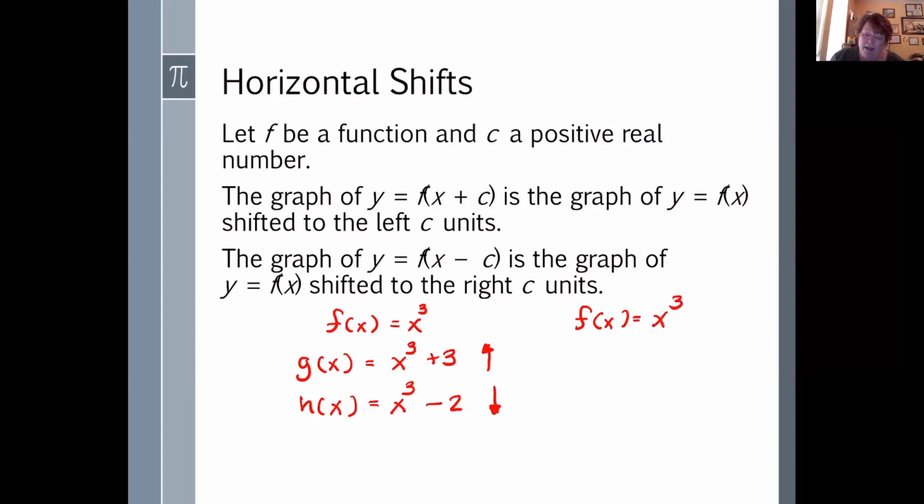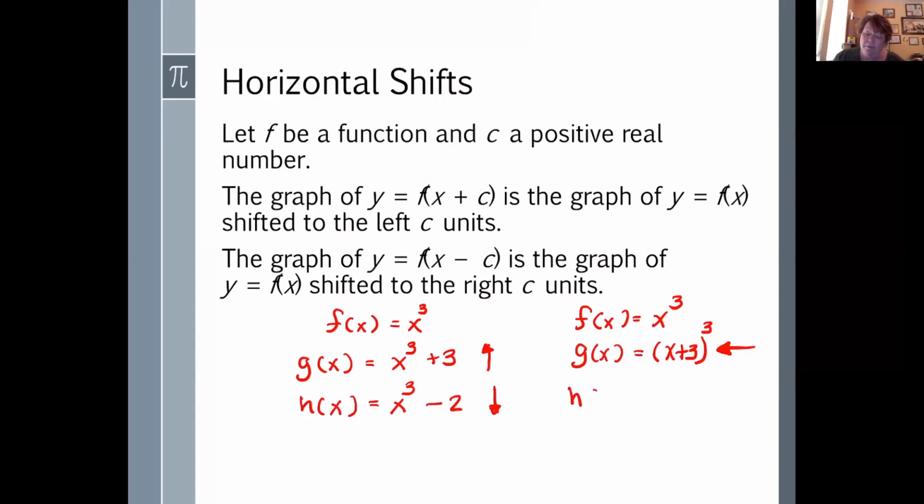Now what happens if I do this? Let's make g of x equal (x + 3) cubed. You see the difference now? We're adding 3 to the x and then we're cubing that result. If I add a constant to my input x, that is a shift to the left.